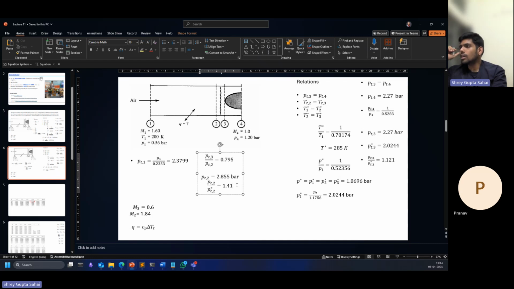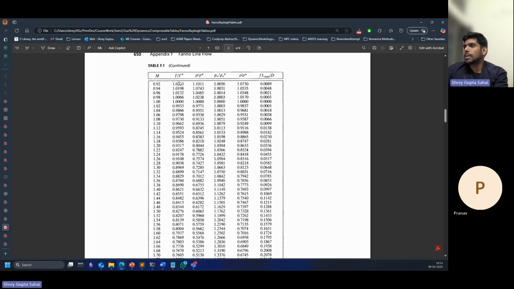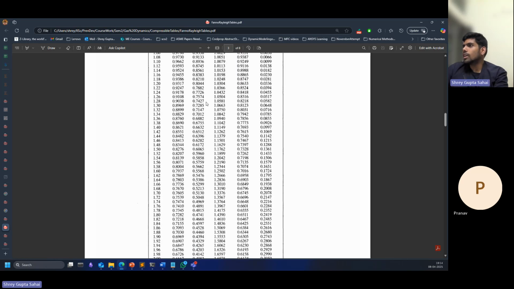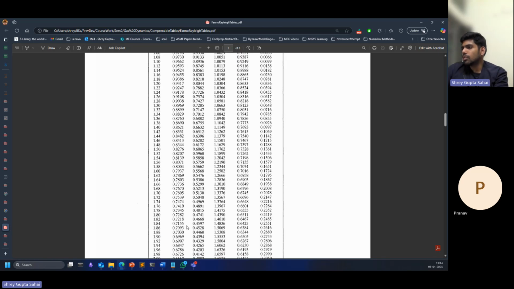Let me think, how do we find the temperature there? We know T star values, so we can find out T2 also, right? Yes, we can find it from this table at 1.84. We could have directly looked for this T by T star value. It was not required to calculate P naught there. But anyway, we stick to the 1.84 entry, 0.7155.